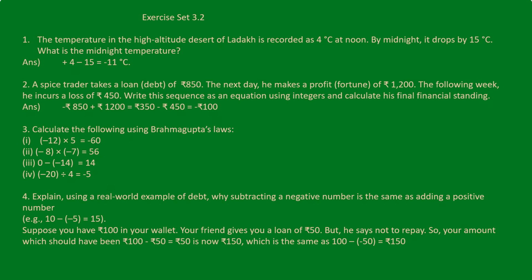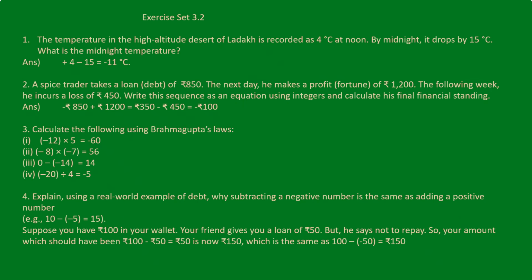A spice trader takes a loan of 80 rupees. The next day he makes a profit of 1200. The following week he incurs a loss of 450. Write the sequence as an equation using integers and calculate his final financial standing. Initially he takes a debt, so that itself is a negative amount in his account. He makes a profit of 1200, so this 1200 has to be added, and then the loss has to be subtracted. 450 is a loss, so the final amount will be 100 rupees.